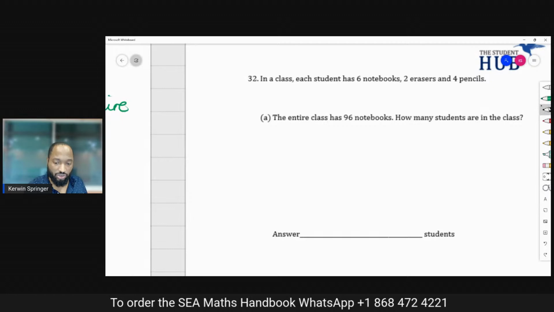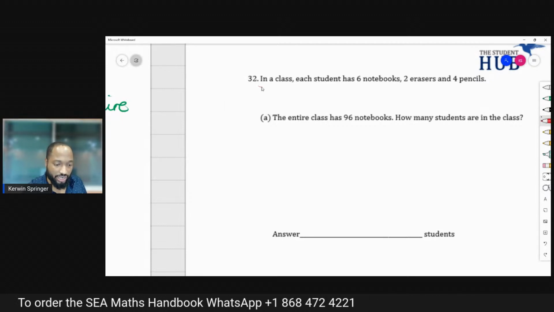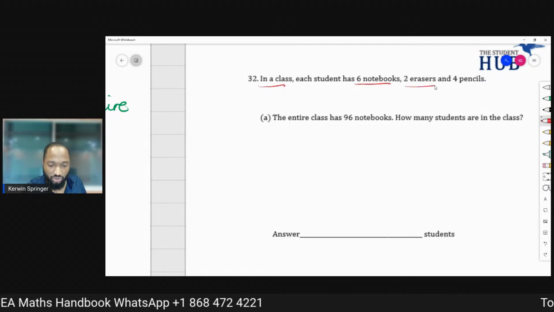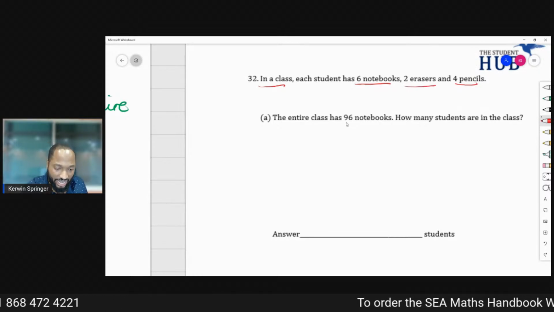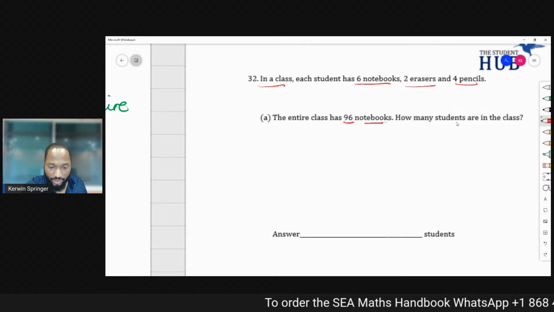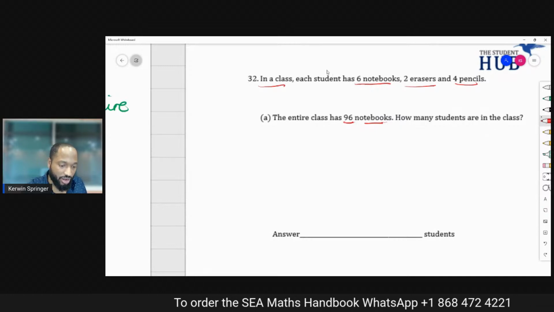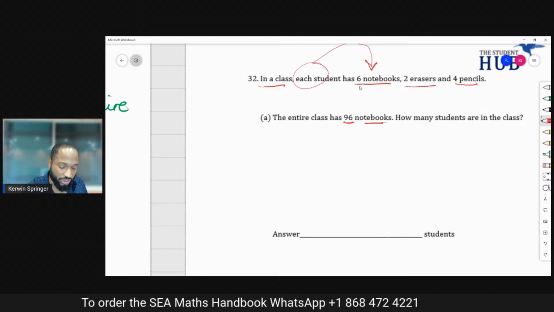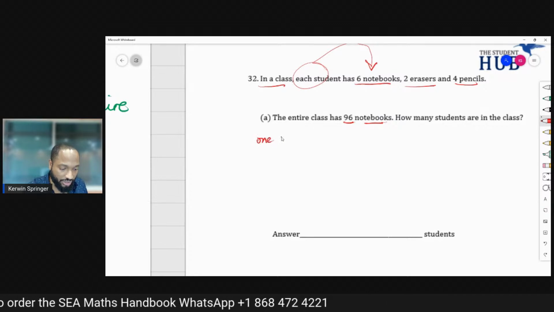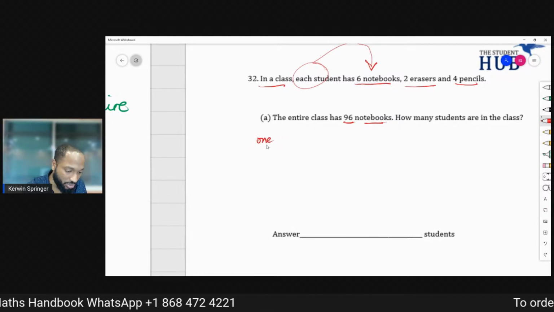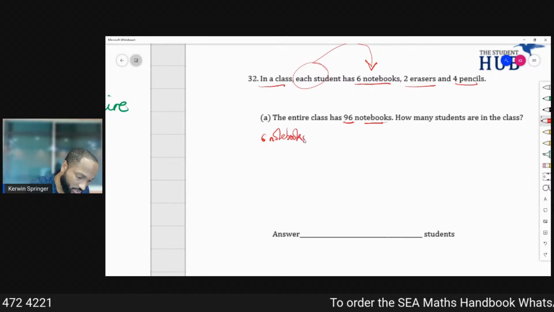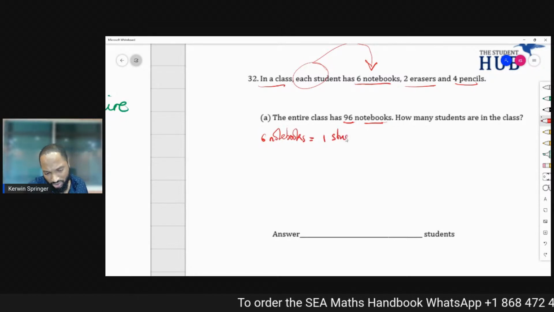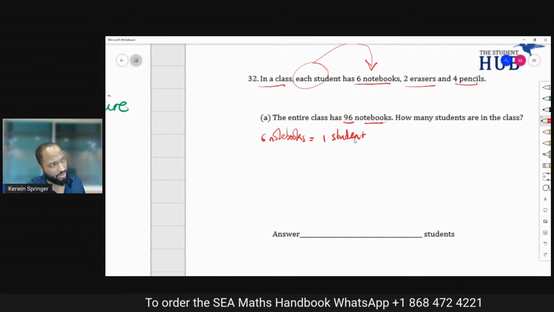Right? So question 32. In a class, each student has 6 notebooks, 2 erasers, and 4 pencils. The entire class has 96 notebooks. How many students are in the class? Well, each student has 6 notebooks. So there are 6 notebooks allotted to one student.